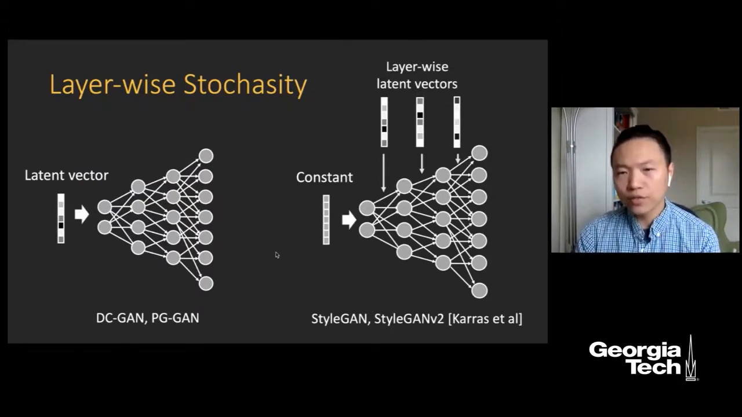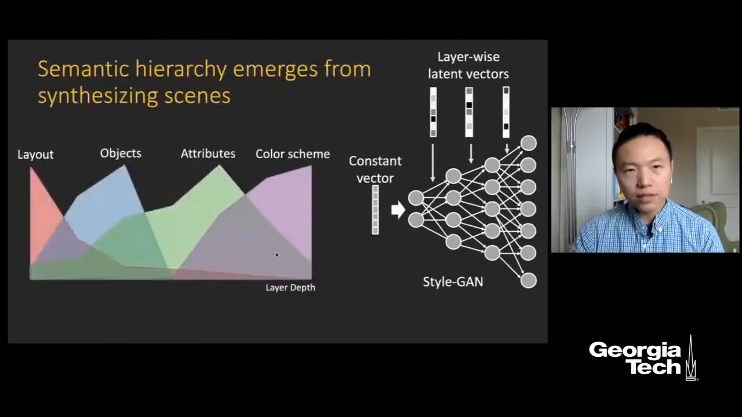Through this layer-wise stochasticity, they actually encourage disentanglement across the layers. So we try to further understand how each layer captures the visual information. We apply our framework to the layer-wise latent vectors, and we discovered that a very clear semantic hierarchy emerges from this synthesis.